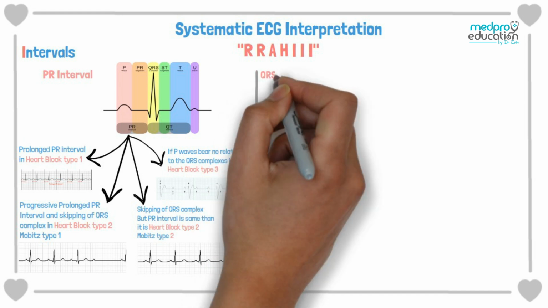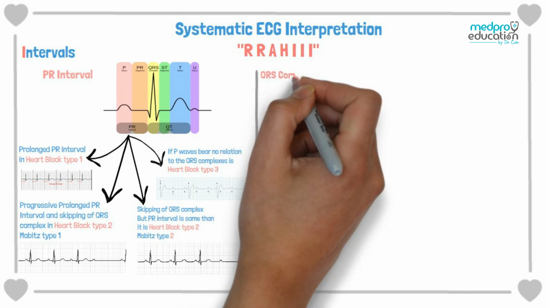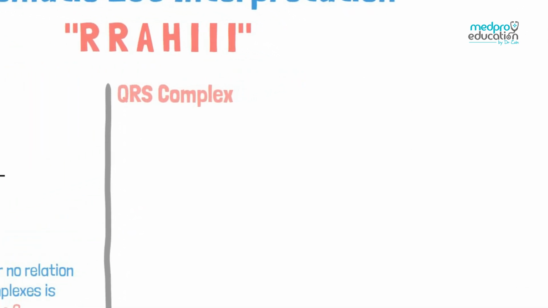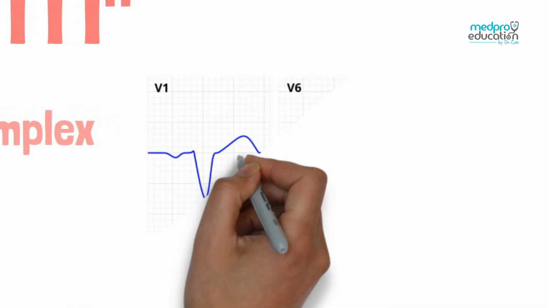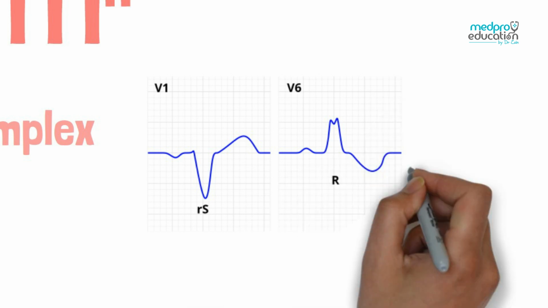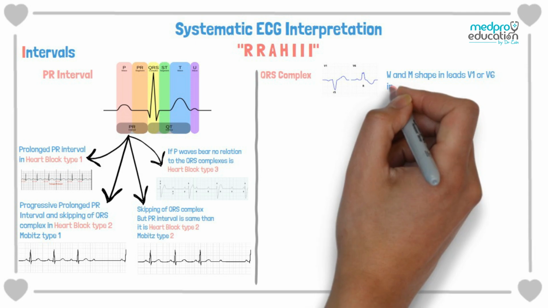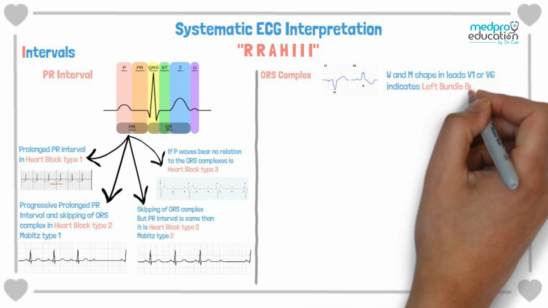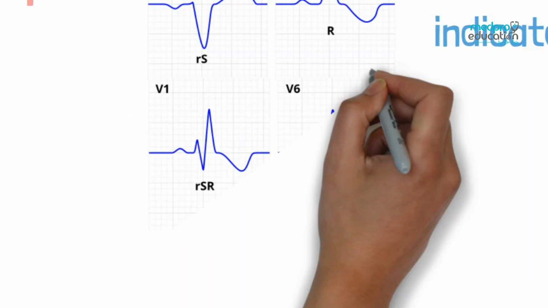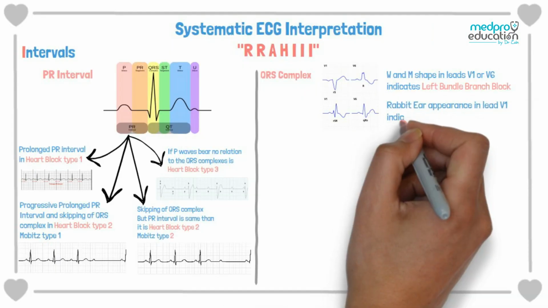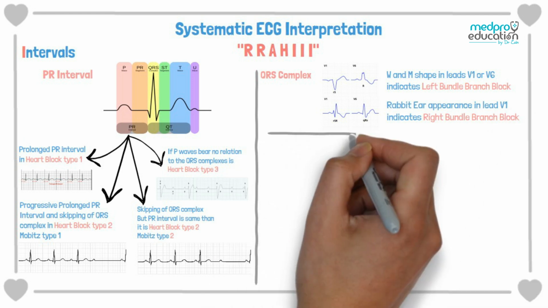QRS complex, assess the duration, should be less than 120 milliseconds. A widened QRS complex can indicate bundle branch block or ventricular hypertrophy. Broad QRS complex, over 120 milliseconds, with a characteristic W and M shape in leads V1 and V6 indicates left bundle branch block. Broad QRS complex with a rabbit ear appearance in lead V1 indicates right bundle branch block.